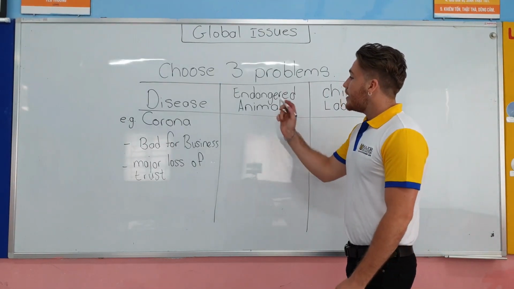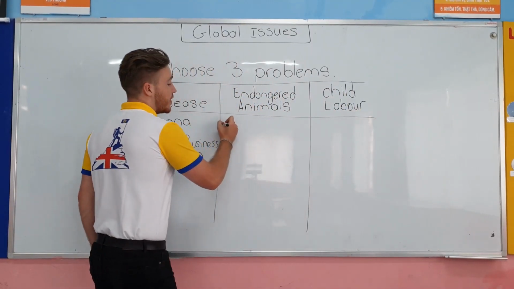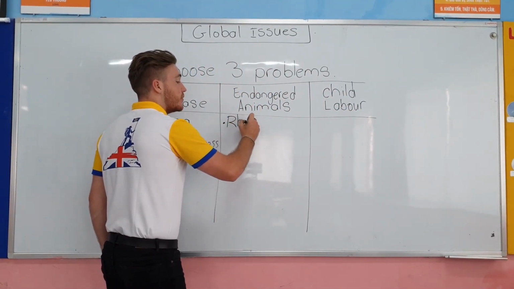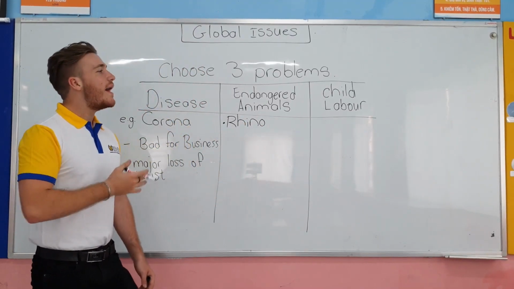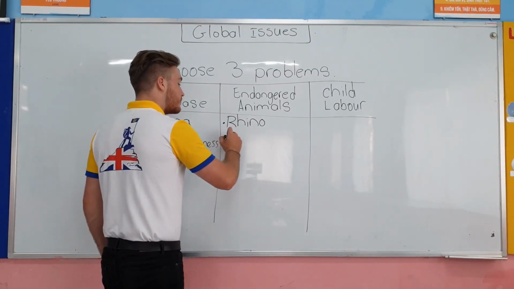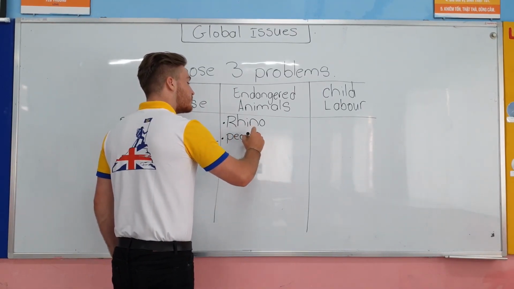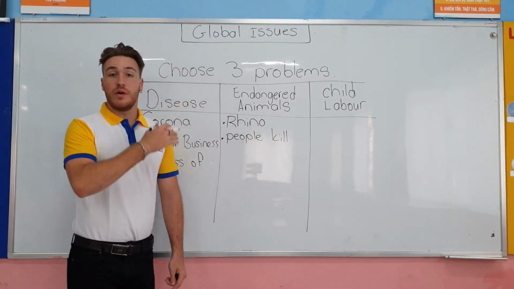Alright, endangered animals. Endangered animals, the first one I know is the rhino. This is an example of an endangered animal. Now, why are animals endangered? Maybe people kill. People will kill these animals.